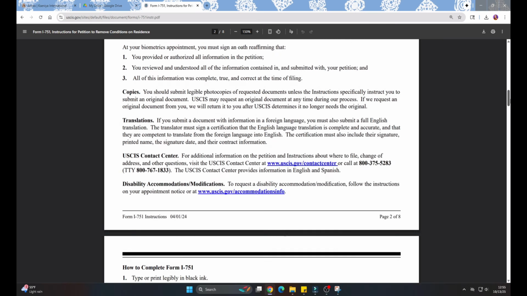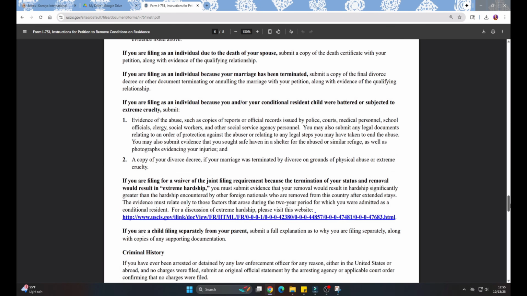Now do keep in mind that this packet is for those of you who are applying for removal of conditions together with your spouse. I'm not well versed in the applications for people who are applying individually due to divorce or abuse. So in that case, I do recommend that you check out the form instructions to make sure that you're not missing out on any important evidence in this kind of circumstance.